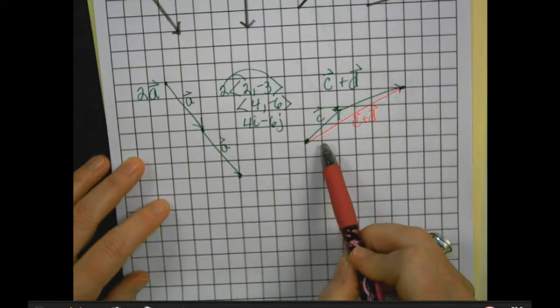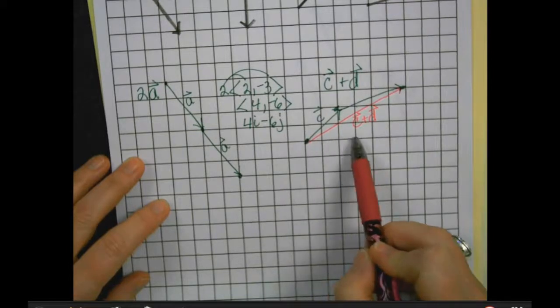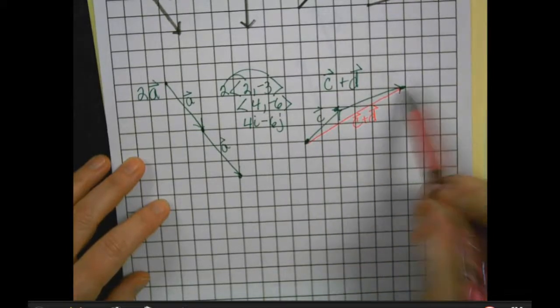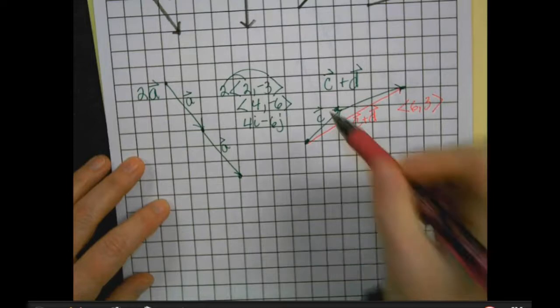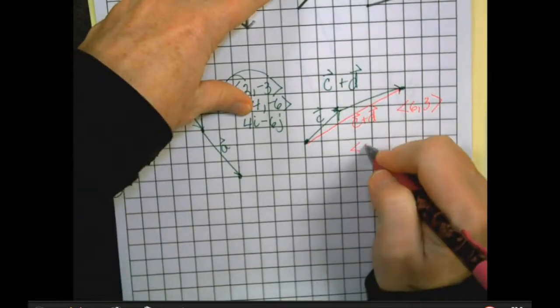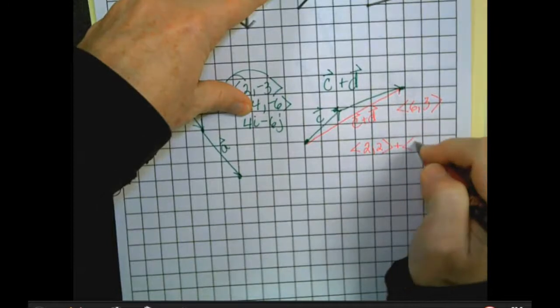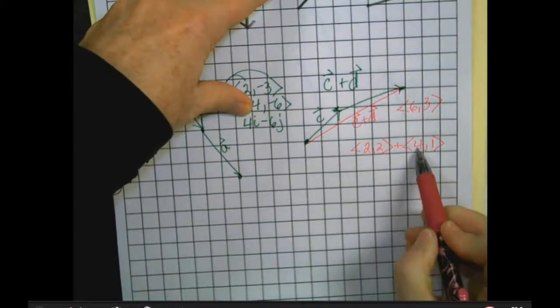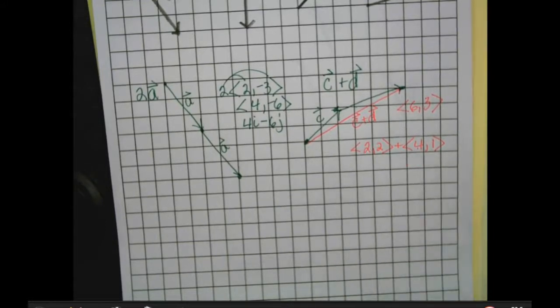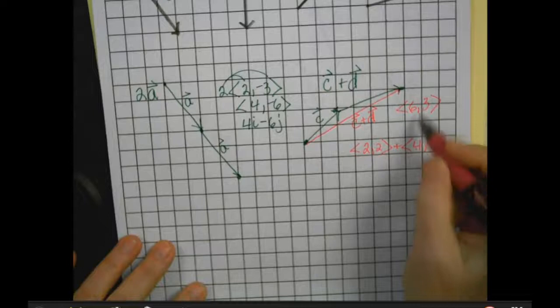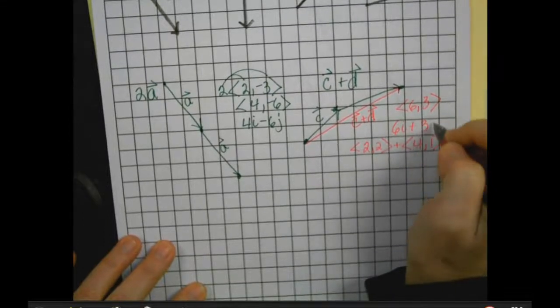So my triangle, C plus D, was 1, 2, 3, 4, 5, 6. 1, 2, 3. So I think it should be 6, 3. If I do it algebraically, I have 2, 2 plus 4, 1. 2 plus 4 is 6, 2 plus 1 is 3, and I'm right. So you just add the x's and the y's algebraically. So this would be 6i plus 3j.